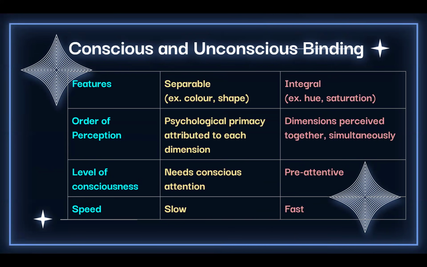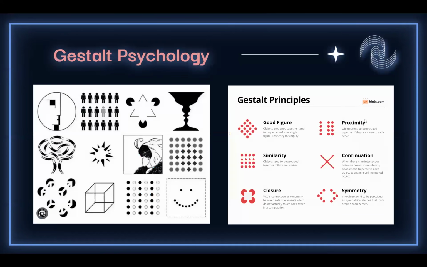On the other hand, integral features like hue and saturation, for example, are instantaneously perceived together, which might qualify as pre-attentive binding, something that happens fast and before consciousness is given to it. Pre-attentive binding resonates with the principles of Gestalt psychology, which challenges the idea of bottom-up processing. The assumption that perceptions are bound up as if from individual Lego blocks.